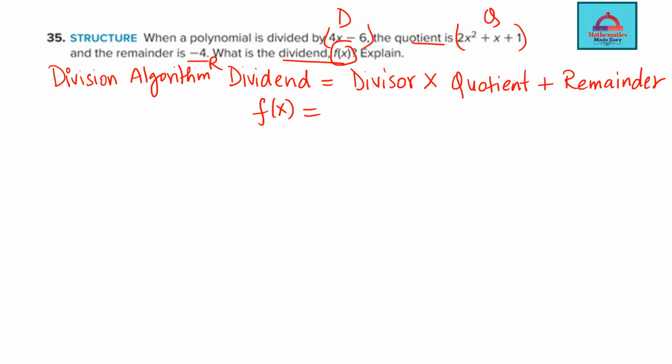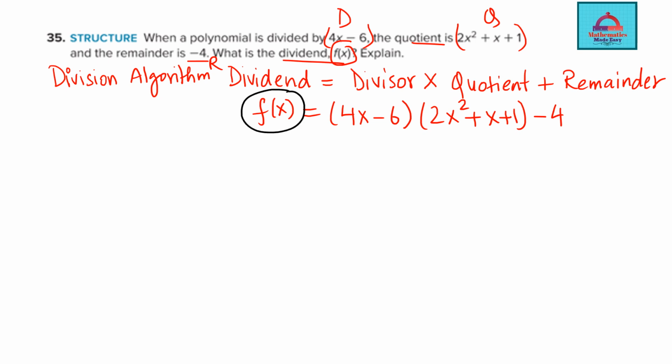Let's plug in. So divisor, I'm putting 4x minus 6. Quotient, I'm putting 2x square plus x plus 1. And to that, I'm adding the remainder, which is negative, so it's minus 4 here. And this is how, once you simplify all of this, you will be getting your dividend, which is your answer, the f(x). Okay, so let's see.